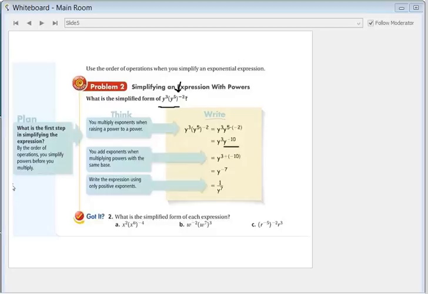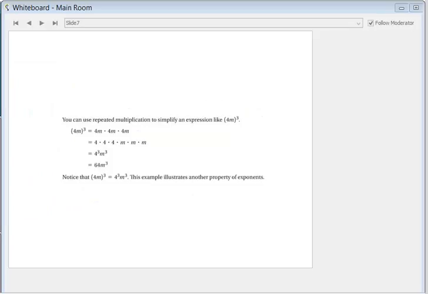Now we go back to what we learned last time. If we're multiplying these with the same bases, we're simply going to add the exponents. So y cubed times y to the negative 10th is simply y to the negative 7th, and we know from what we did last week that we can't end up with a negative exponent, so we're going to move it to the bottom. Again, there are some other ones for you to practice on here with the answers.